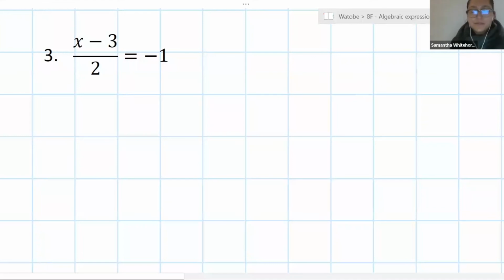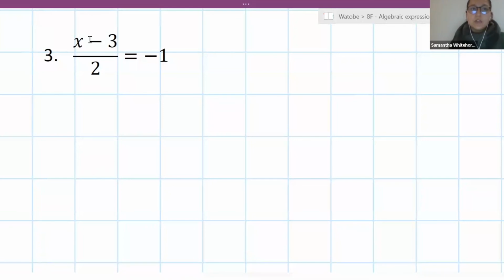All right. When we have a fraction, all we need to remember is what the inverse operation is. A fraction implies division, so the inverse of division we know is multiplication. In this case, I've got x minus 3 divided by 2 is equal to -1. What I need to bear in mind is that the whole expression x minus 3 is being divided by 2. So I want to get rid of the fraction.